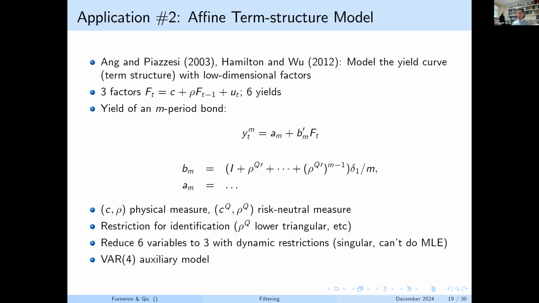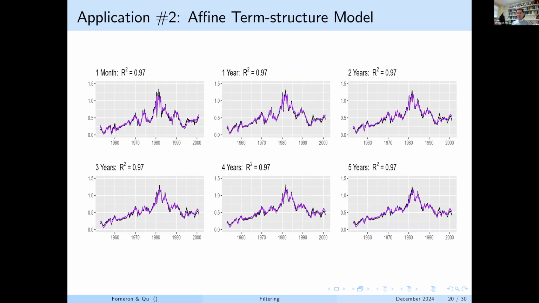The results are quite similar. So there is some robustness in this estimation. I will only show you guys one figure from this empirical exercise. Here I have 6 time series. The first is 1 month yield, then it's 1 year, 2 years, 3 years, 4 years, and 5 years.